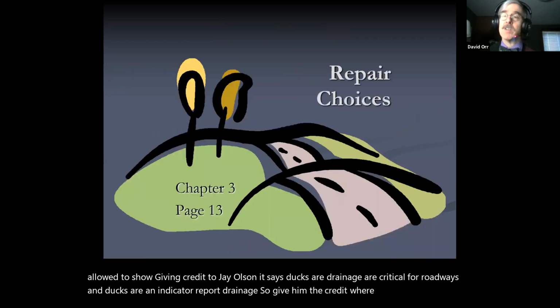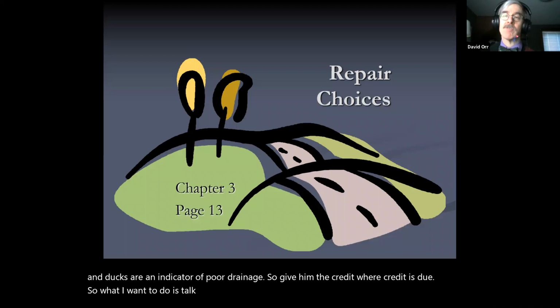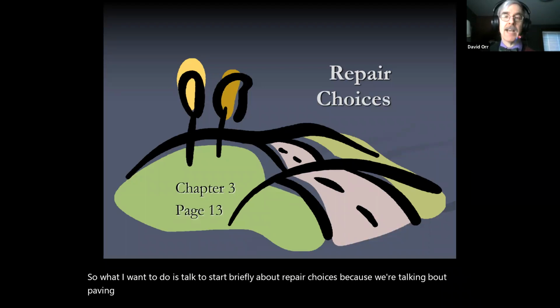So what I want to do is talk to start briefly about repair choices, because while we're talking about pavement maintenance, we really have to look at the large range of repair choices, and this is in that pavement maintenance workbook, chapter 3.